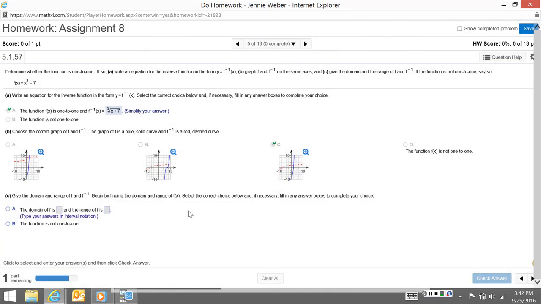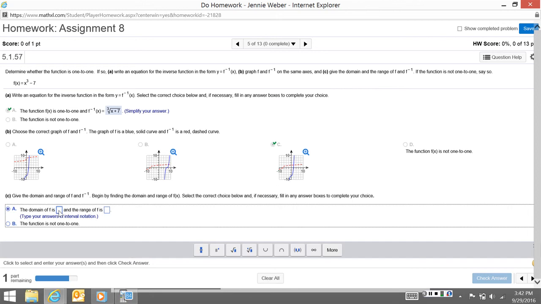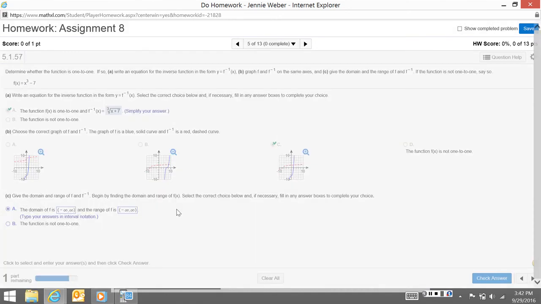And then give the domain and range. Again, this is where the graph is very useful. So F, what's the domain? That's the x's. Well, this is all x's, right? So -infinity to +infinity. And the range, same thing. It can be any of these, -infinity to +infinity.